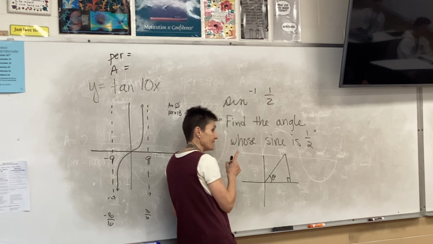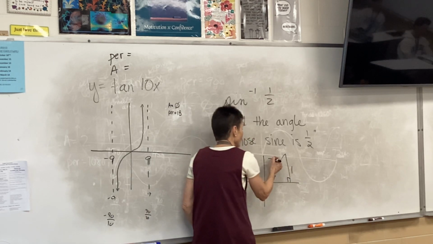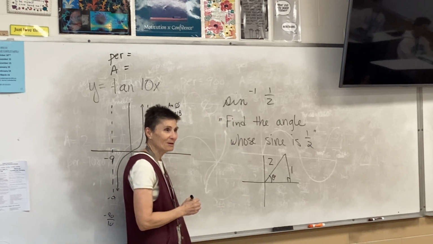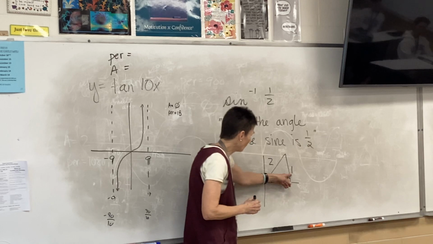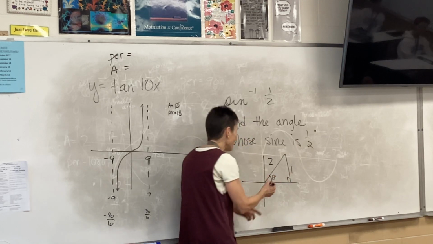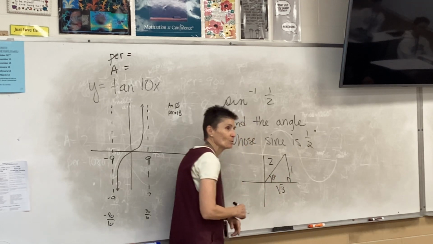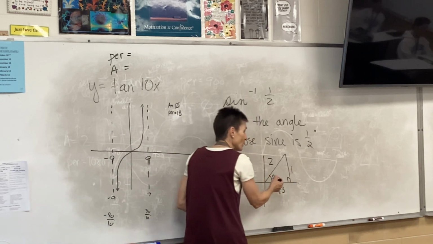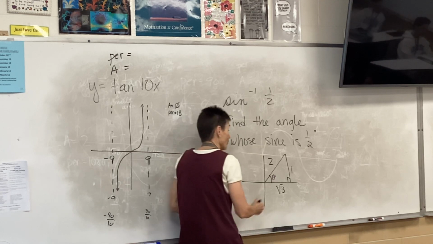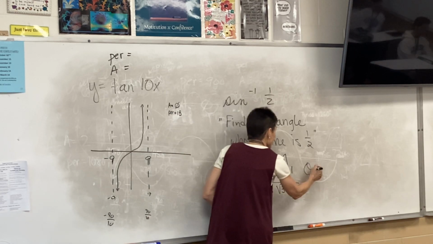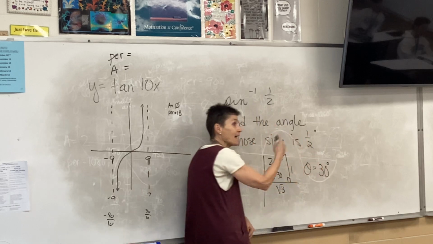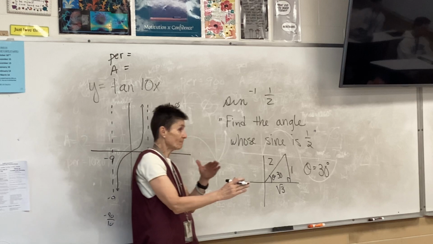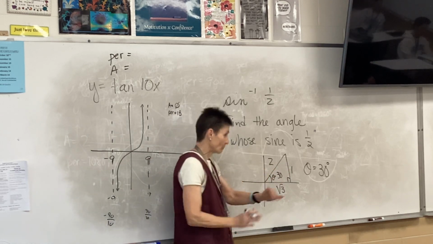The sine is opposite over hypotenuse. Oh, wait a minute. If that's a 1 and that's a 2, this one is a √3, and the angle across from the 1 is 30 degrees. So theta is 30 degrees. It is that easy, guys. That easy. It's your 45, 45, 90, 30, 60, 90 in reverse.